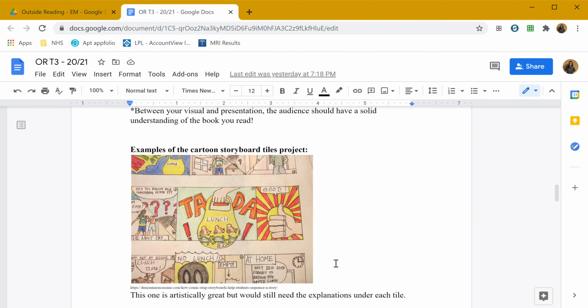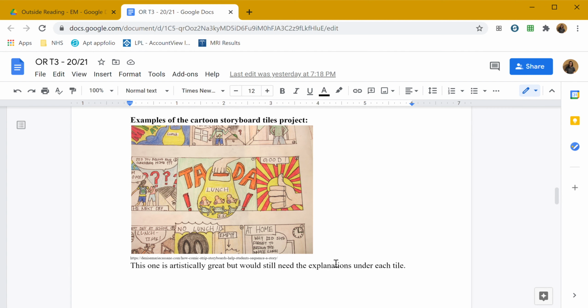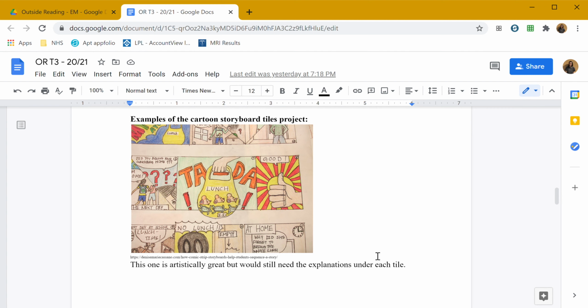And then finally, for this one, I also included just some examples of what the storyboard tiles might look like. These are ones that I found on the internet because, again, all my examples got recycled last year. So I don't have ones from past students of mine, but I went online and I looked up some, and I thought these were really some good options and kind of good examples for you to look at.